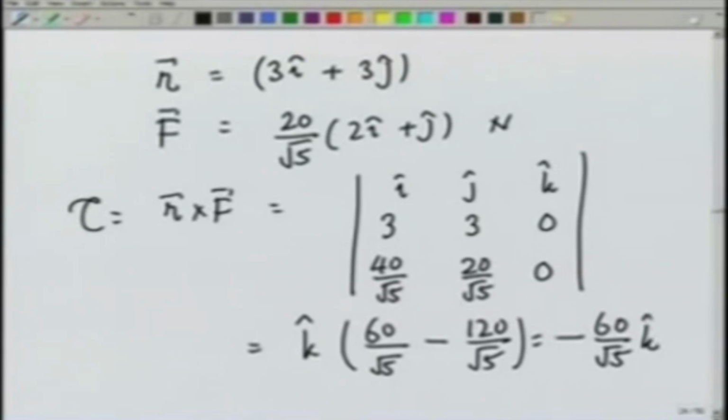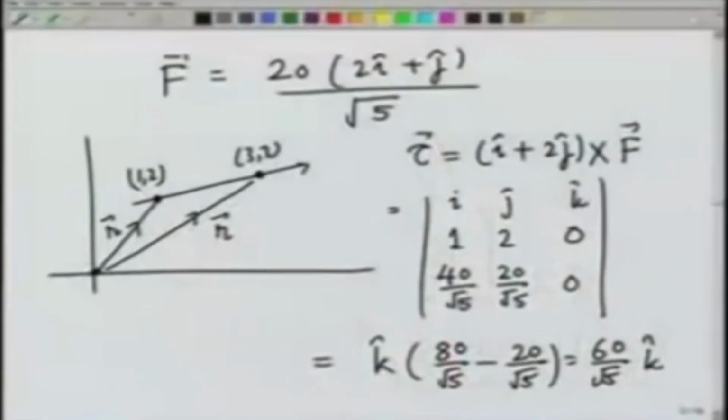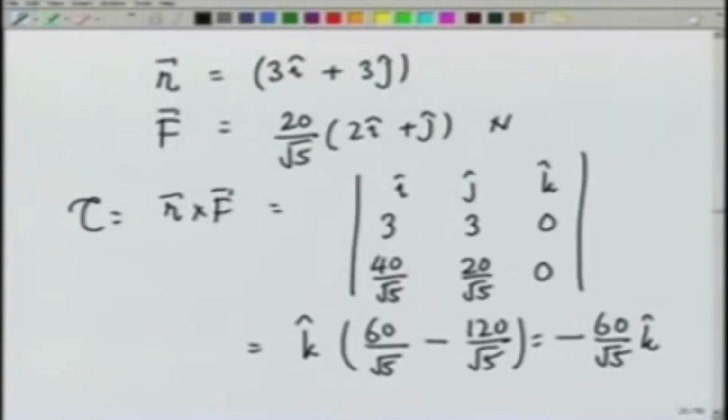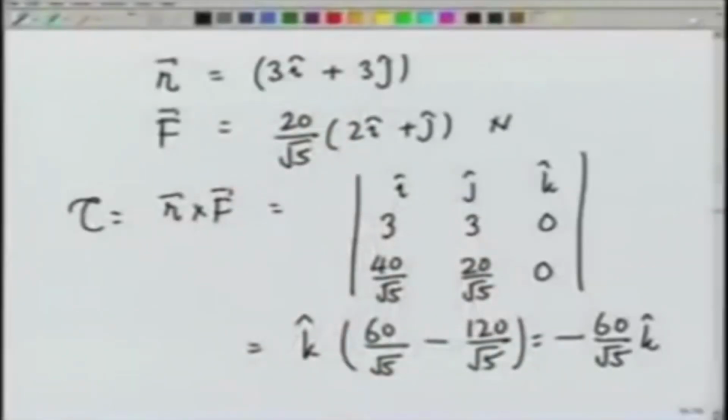Okay. The direction seems to be opposite. I must have made a mistake in the previous part. Let us check that. And yes, indeed there is a mistake. This should be minus, this should be plus. So, in the previous part also the answer was minus 60 over root 5 k, and in this part also the answer we get is minus 60 over root 5 k. And therefore, you see that no matter where I take the vector r to be along the line of application of the force, the torque comes out to be the same.